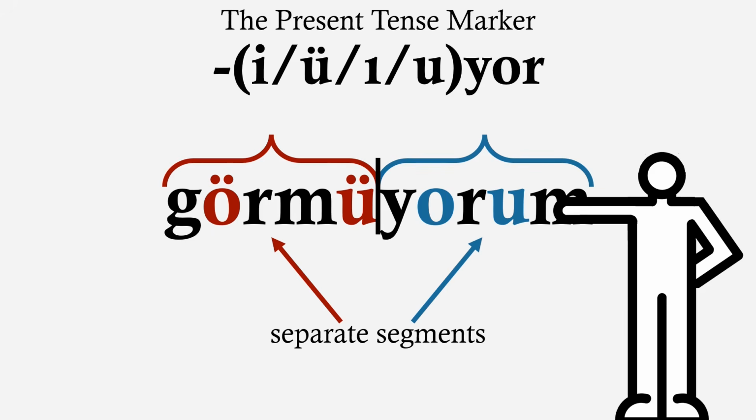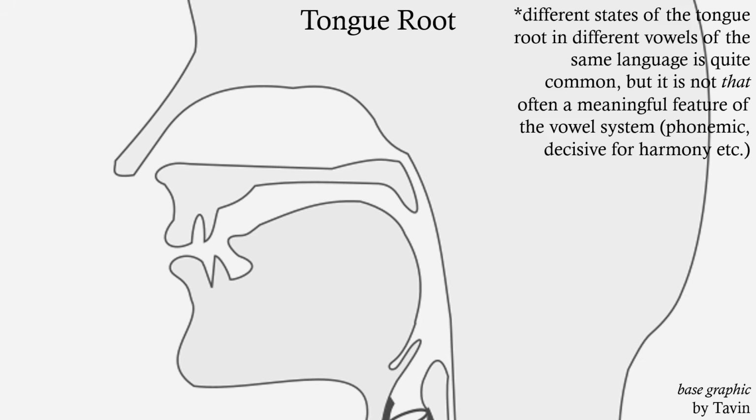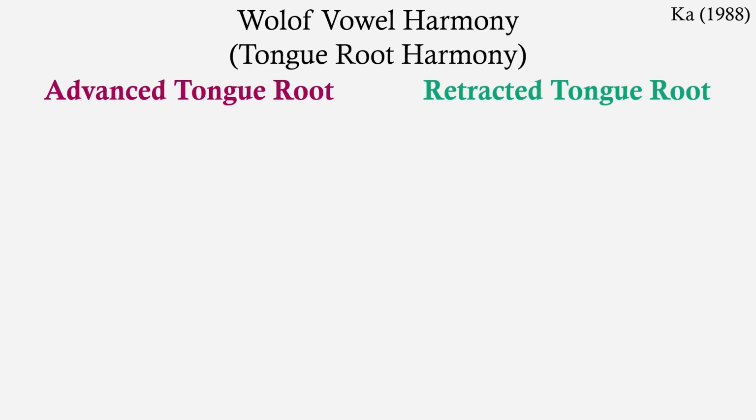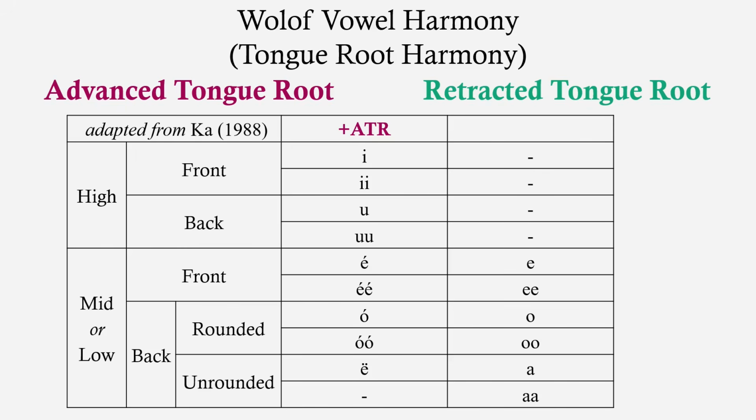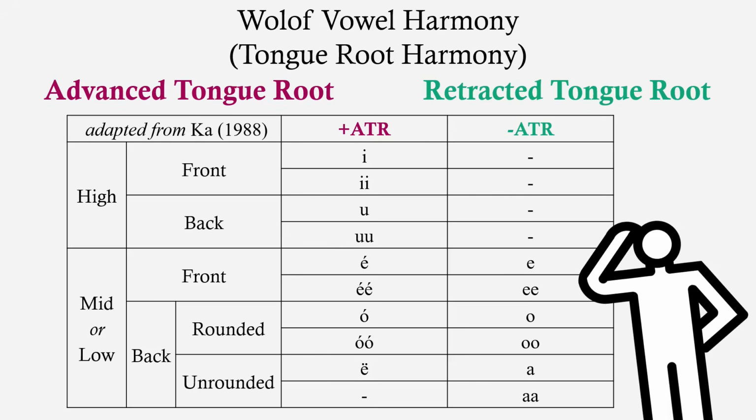But unfortunately, not all languages can be analysed just so neatly. The Senegambian Wolof language has a vowel harmony system based on tongue root position. Basically, not many, but a couple languages across the world distinguish vowels not just on the position of the body of the tongue, but also the position of the root of the tongue. Wolof contrasts vowels with and without an advanced tongue root, which we're going to call our ATR vowels and our non-ATR vowels. Looking at this inventory, do you see the issue?